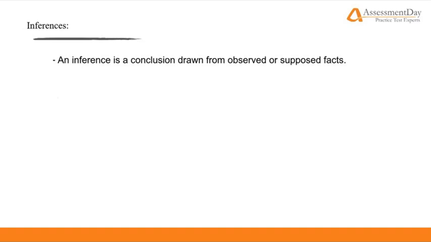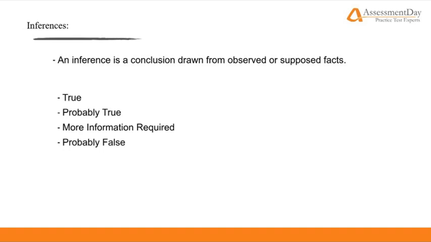false. True is if the inference is demonstrably true, i.e., it correctly follows from the passage beyond a reasonable doubt. Probably true is if it is more likely to be true than false, but not true beyond a reasonable doubt. More information required is if there is not enough data to make a decision based on the provided facts, or lack of facts. Probably false is if it is more likely to be false than true, but not false beyond a reasonable doubt, and false is if the inference is demonstrably false.